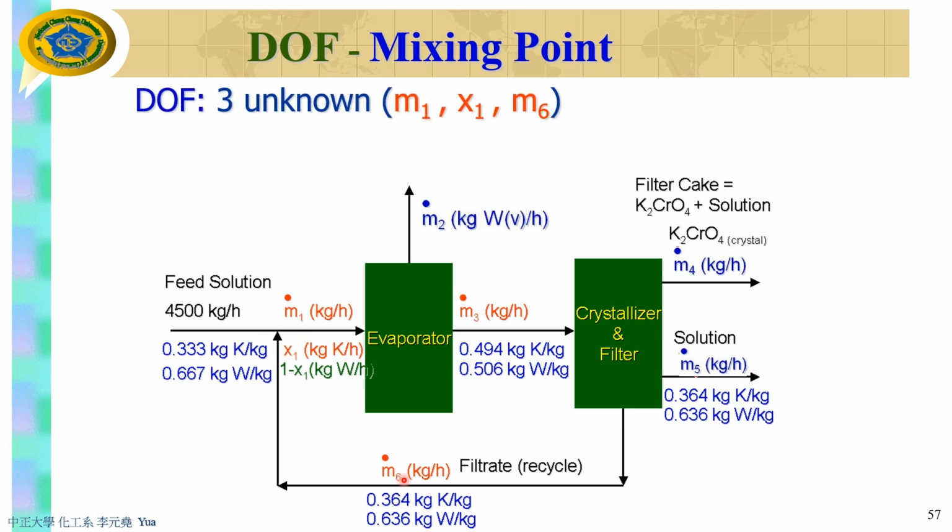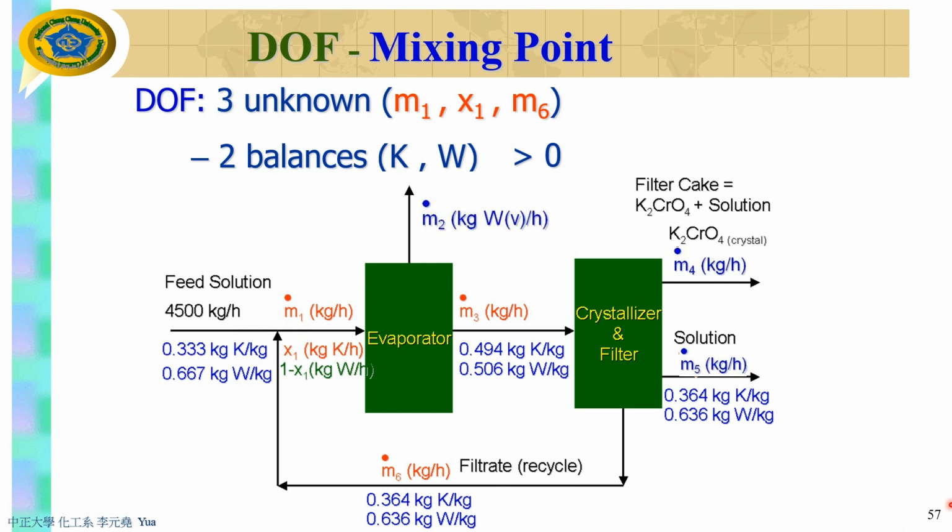How many equations can you create? You have 2 species, so you can have 2 balances: potassium chromate and water. Do we have specifications, physical laws, and physical constraints here? No. According to the example, there's only 1 specification, which is already used, and there are no physical laws and physical constraints. So, unfortunately, you cannot use this mixing point to get the answers of M1, X1, and M6.